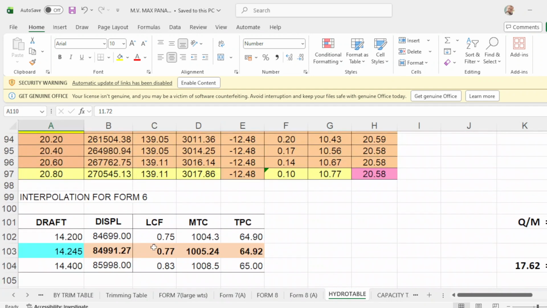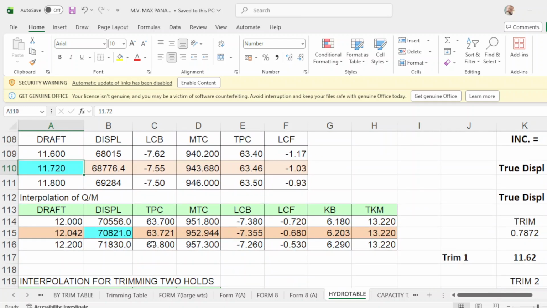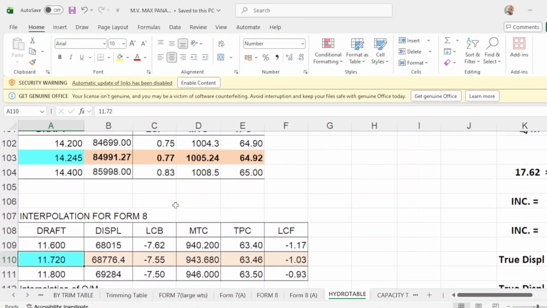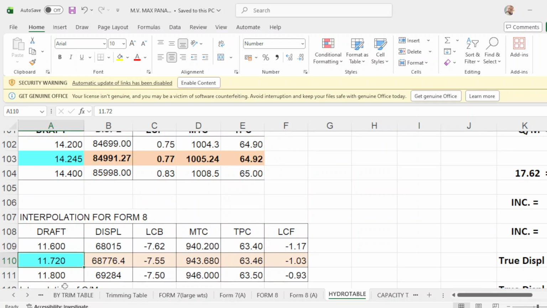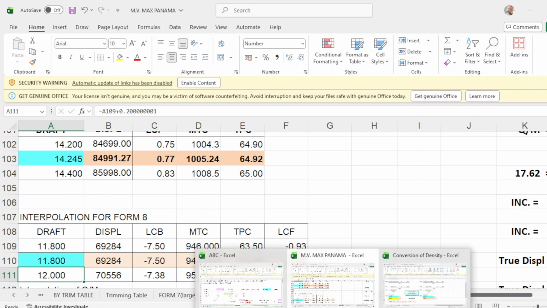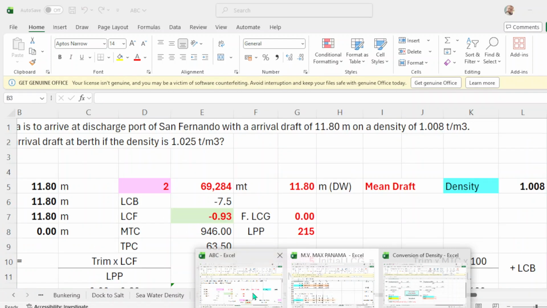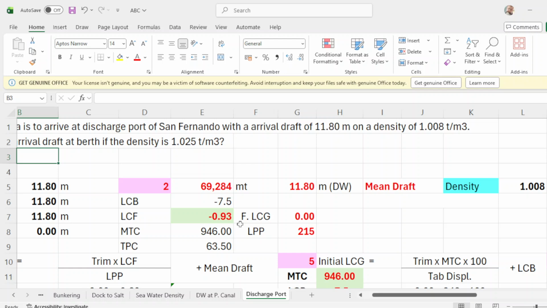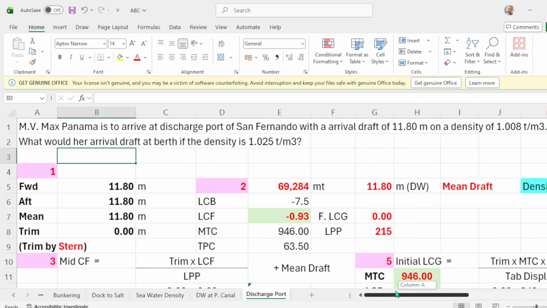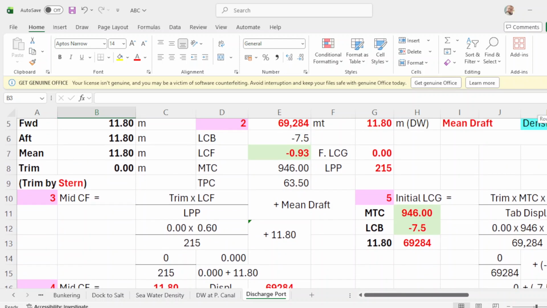Put here 11.80, and LCF is negative 0.93. So we have now number 2. That's number 2. We go now to number 3.